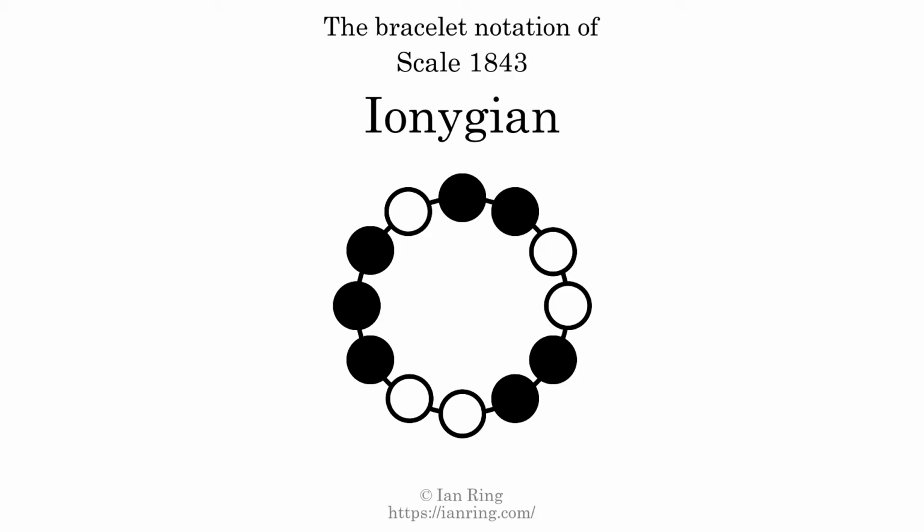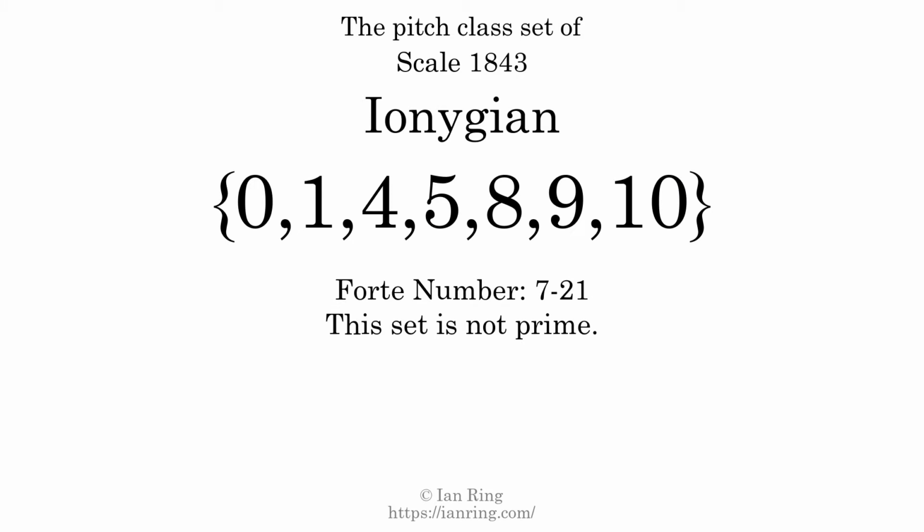This is a bracelet notation diagram of scale 1843. The shaded circles represent tones that appear in the scale, and they are read clockwise, starting at the top. The pitch class set for this scale is 0, 1, 4, 5, 8, 9, 10. The fault class is 721. This set is not prime.